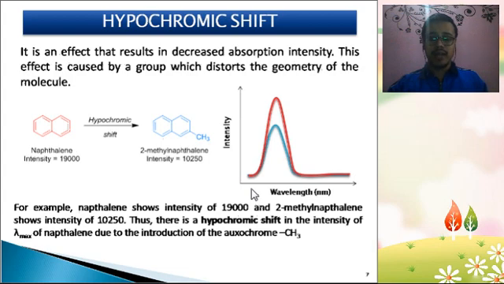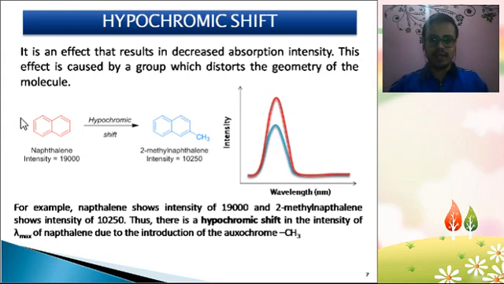And finally, the last important terminology used in UV visible spectroscopy is the hypochromic shift. So the hypochromic shift is an effect that results in decreased absorption intensity. This type of shift is usually caused by a group which distorts the geometry of a particular molecule.